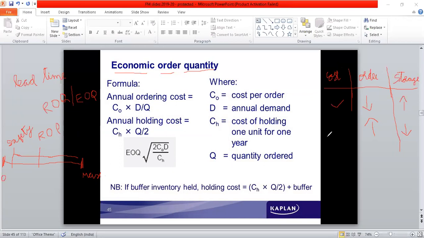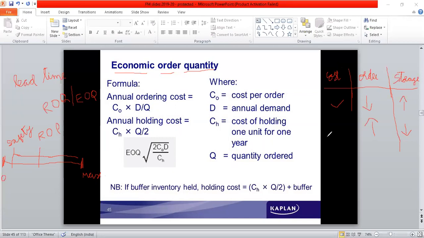With fewer orders, the storage cost is more, because a huge quantity for the total requirement has to be ordered and stored. Storage cost increases. If more orders are placed, it can be purchased in small quantities, so the cost of storing them in the stores department will be less. So what is the ideal quantity?